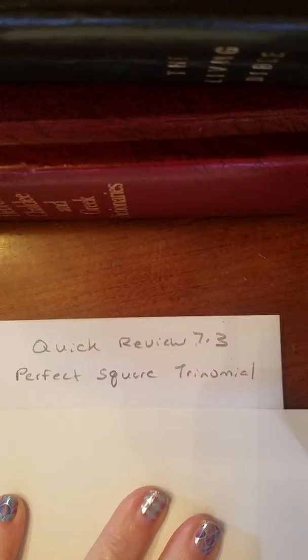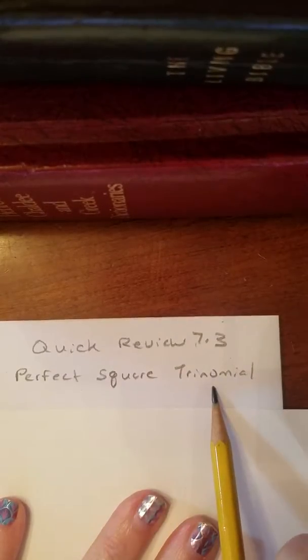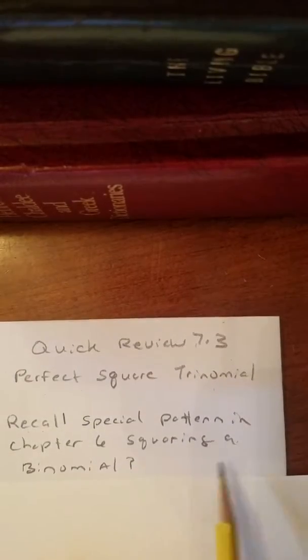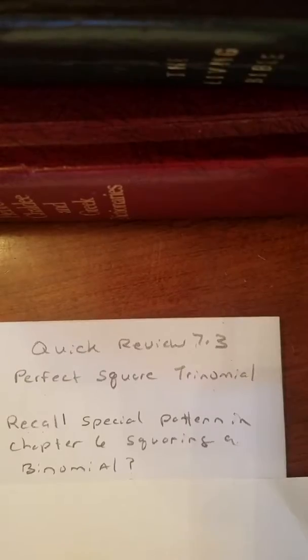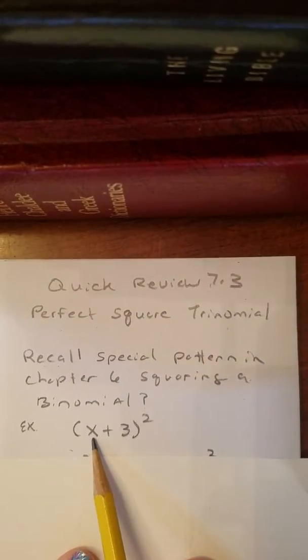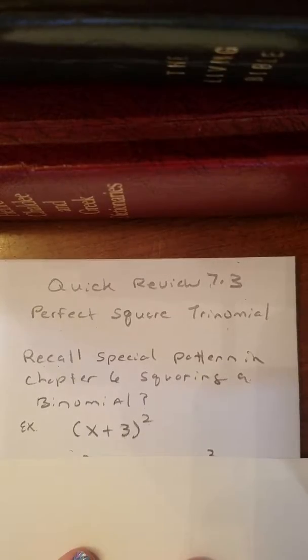This is a quick review of 7.3. We're going to be talking about perfect square trinomials. Now, if you recall, we talked about special patterns in Chapter 6 when we were squaring a binomial. For example, here was a binomial, two terms, and we're squaring it. We talked about that pattern.